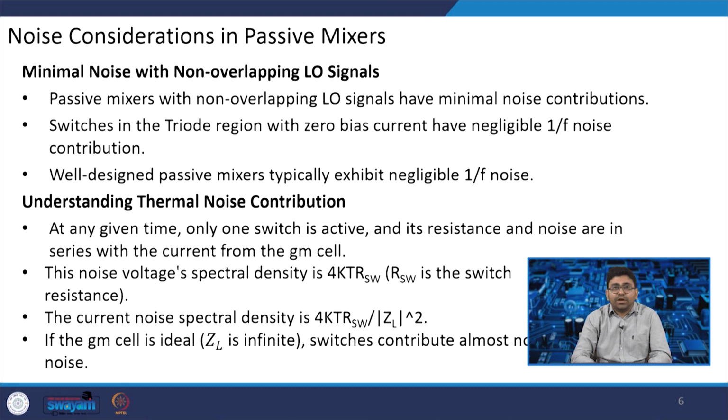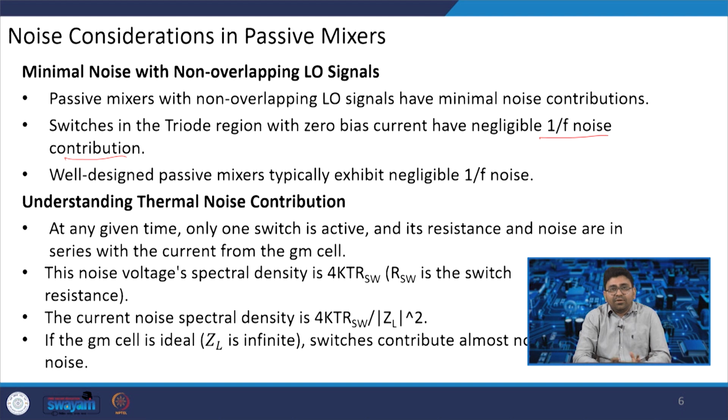Now, we will see the noise considerations in passive mixers. There is minimal noise with non overlapping LO signals. Passive mixers with non overlapping LO signals have a very small noise contribution, and switches in the triode region with 0 bias have negligible 1 by f noise. So that will reduce the 1 by f flicker noise, and well designed passive mixers typically exhibit negligible 1 by f noise.